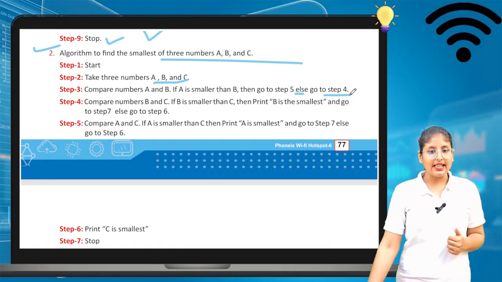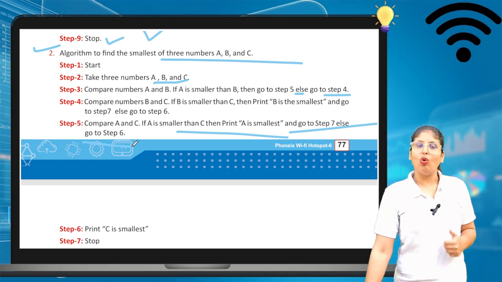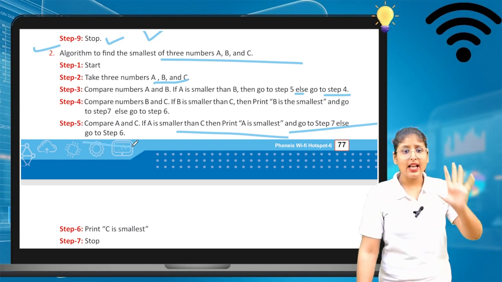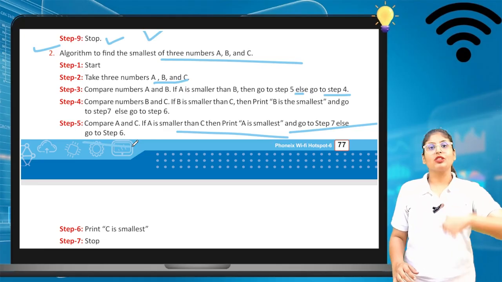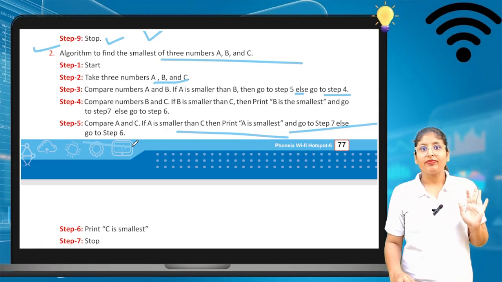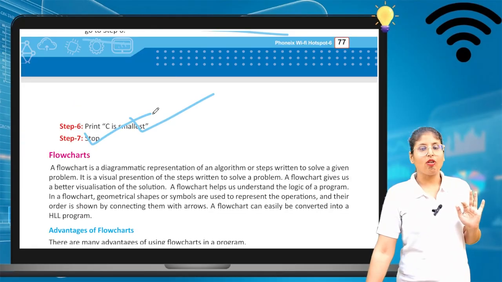Compare A and C. If A is smaller than C, print A is smallest and go to step 7. It's simple to listen to, but it is even simpler when you try these things yourself. Okay. Then print C is the smallest one and then stop.